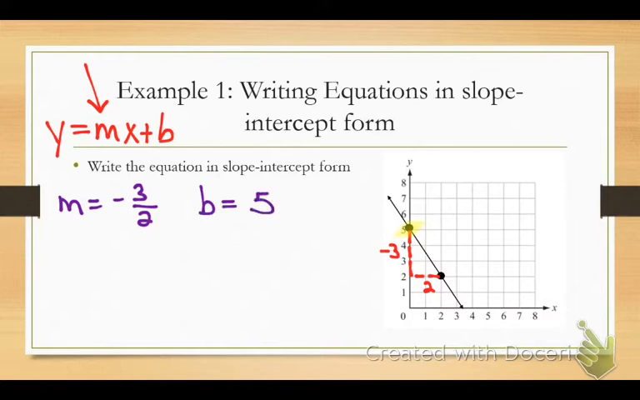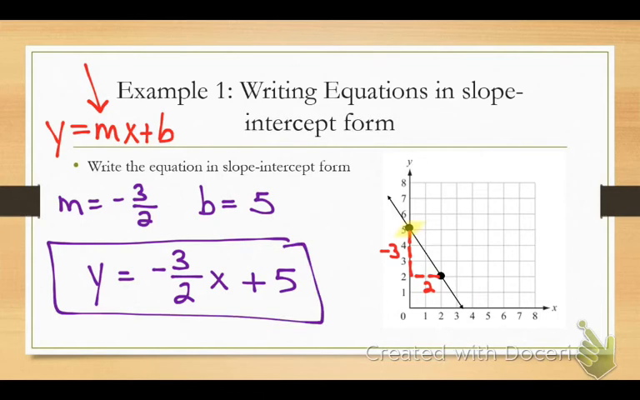So now I'm going to put this into my slope-intercept equation. Y equals -3 over 2x plus 5 or minus 5? Plus 5. So if the graph is there, why not use it? Use it for rise over run, use it to determine where your y-intercept is, and then plug it in where m and b go into the equation. Any questions on that?